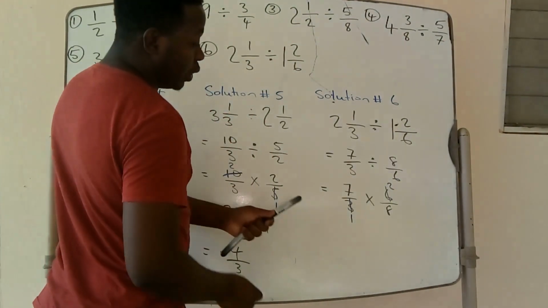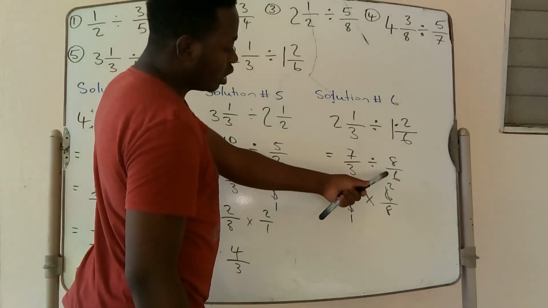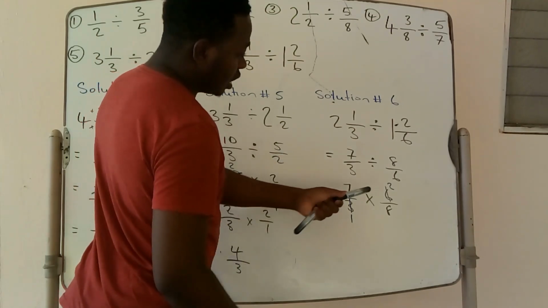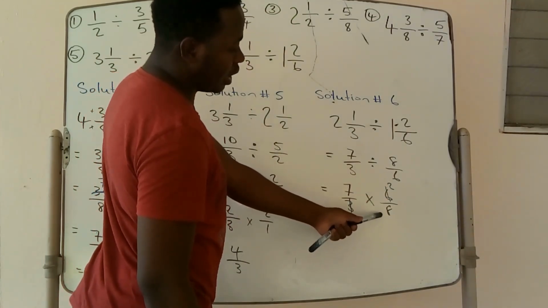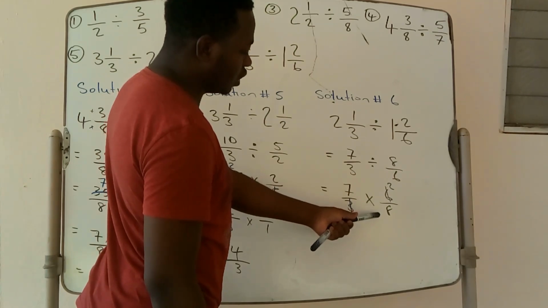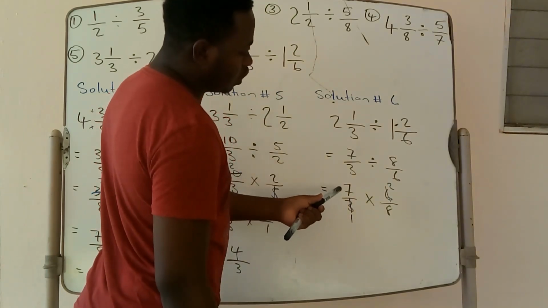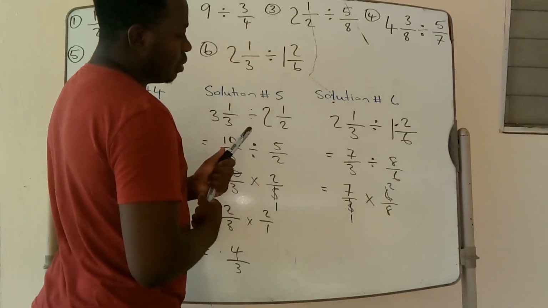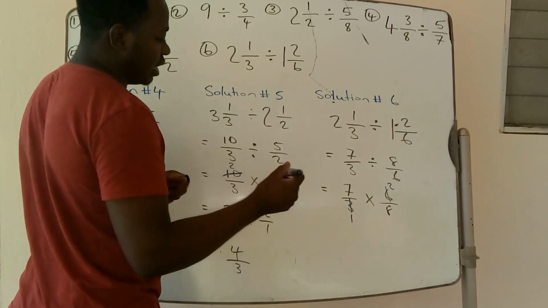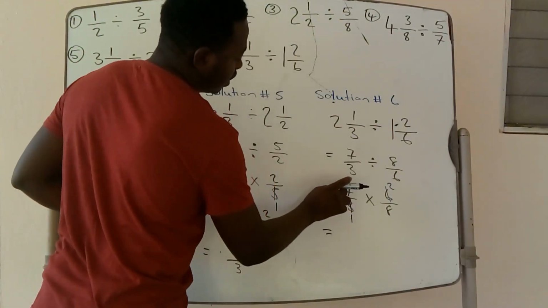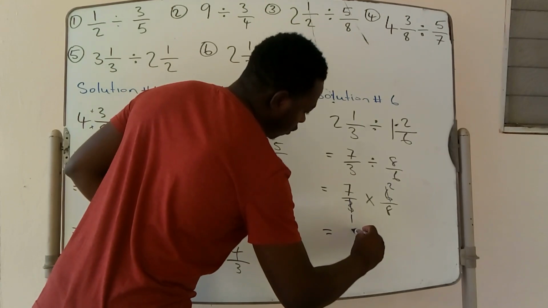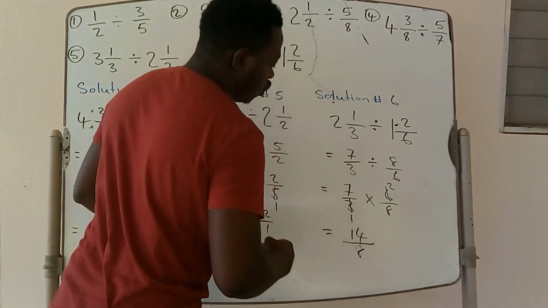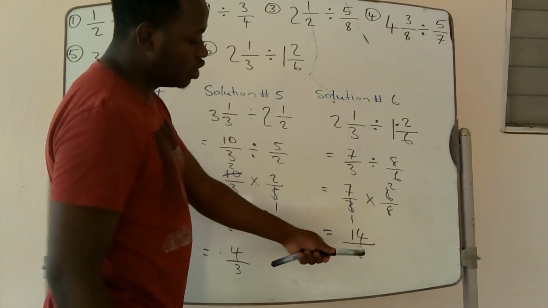So what we're left back with is 7 over 1 and 2 over 8. Can anything else be reduced? Yes, we can reduce this 2 over 8, right? But I don't want it to be confusing right now. So what we are going to do is to just multiply numerator by numerator and then denominator by denominator, right? And then reduce in the end. So what we're going to have is 7 times 2, which gives us 14, over 1 times 8, which gives us 8. So note here, our answer is 14 over 8.